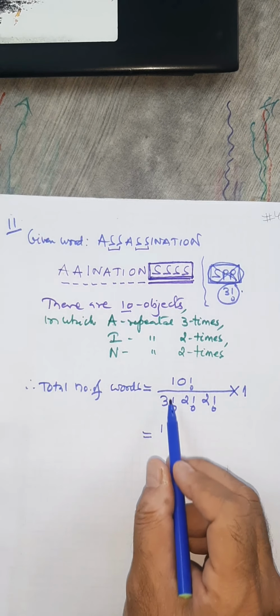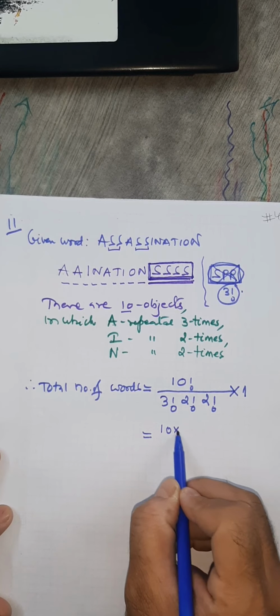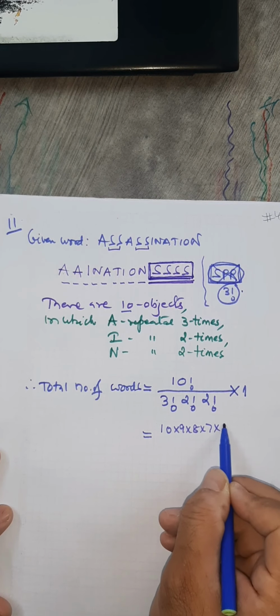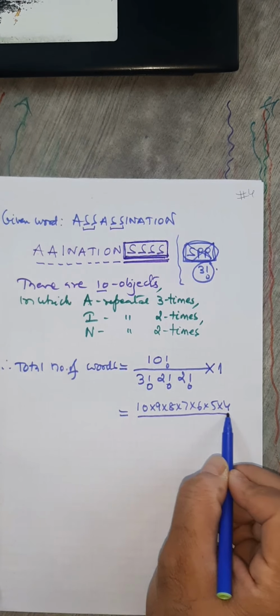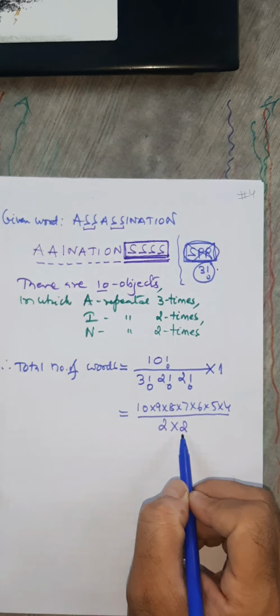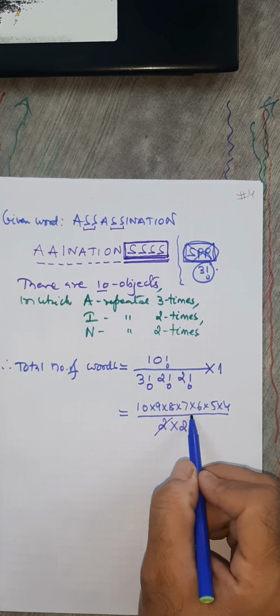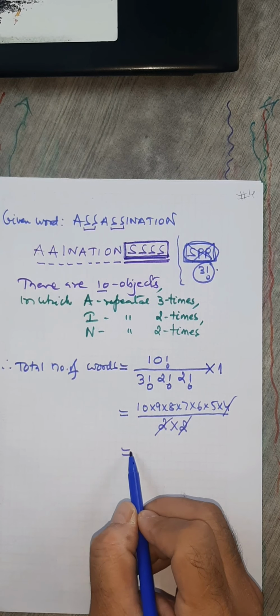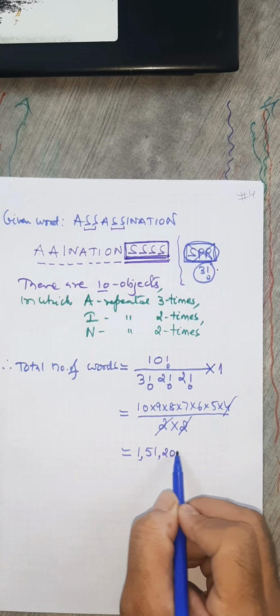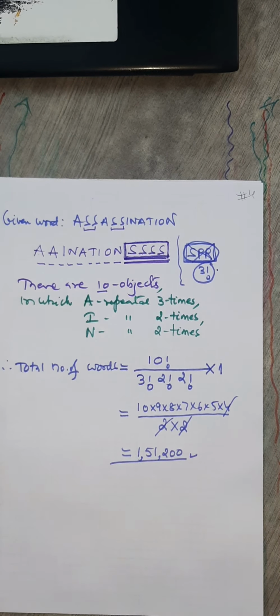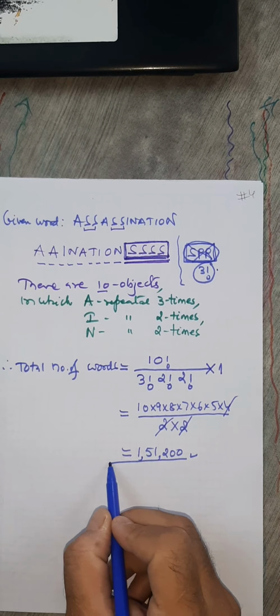If you simplify here, you take 10 factorial till 3. So 10 into 9 into 8 into 7 into 6 into 5 into 4 into 3 factorial. That will get cancelled. 2 factorial is 2, 2 factorial is 2. And so this will get cancelled. Now get the product of this. So we'll get here 1,51,200. This many words can be formed in which all S are always together. Remember, 1,51,200 arrangements.